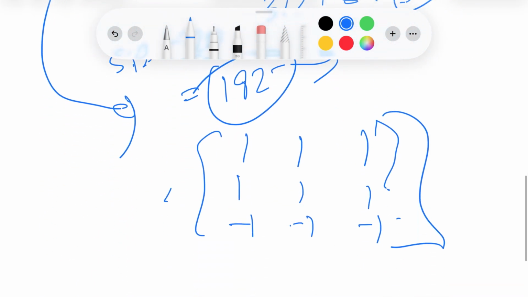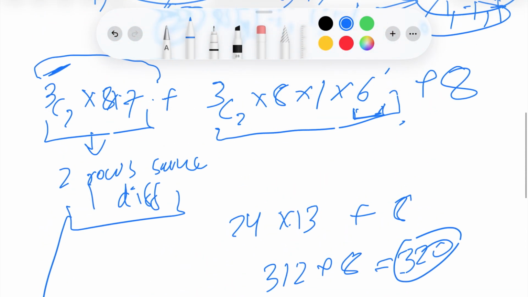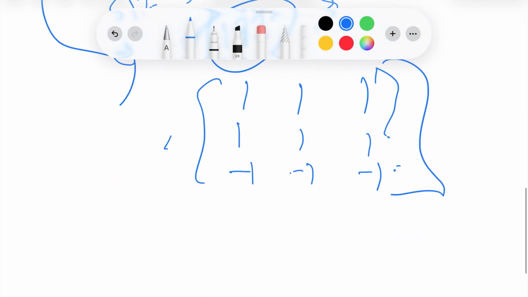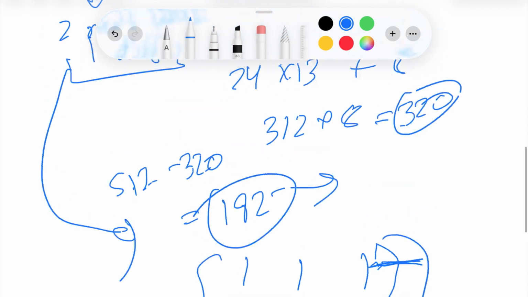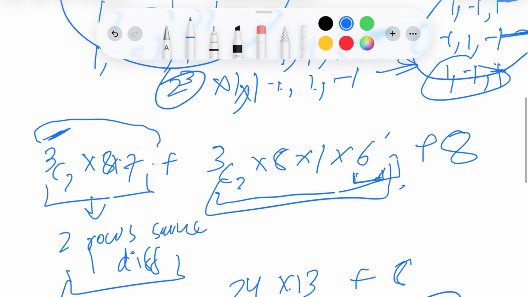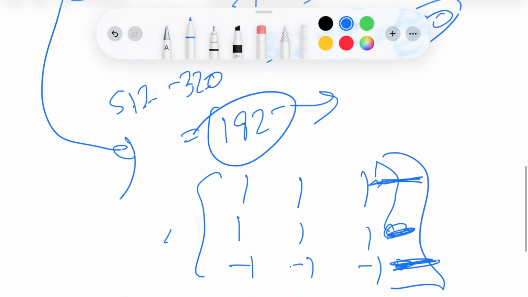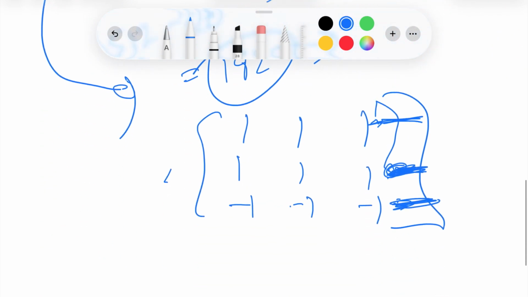Why? Because in the negative case, 3c2 into 8 into 6, when one row is the negative of the other, then we constrain the third row to not be the same as the first row or the second row in this case, right? So in the negative case, when one row was negative of the other, this case was not included. This case was included in the 2 rows same, right? This case wasn't included in the 1 row negative of the other, right?